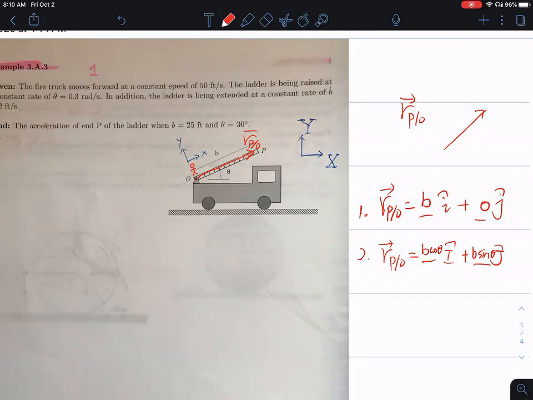Why? It's easier, right? It depends on the situation, but for this case, I think the first one is pretty easy. And I know mistakes often happen when you have sine and cosine. Mess that up.